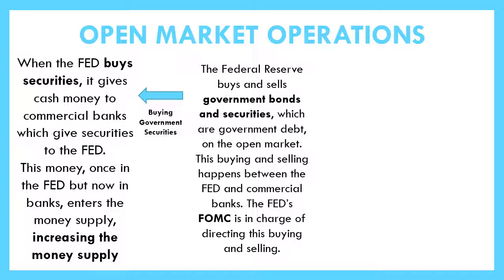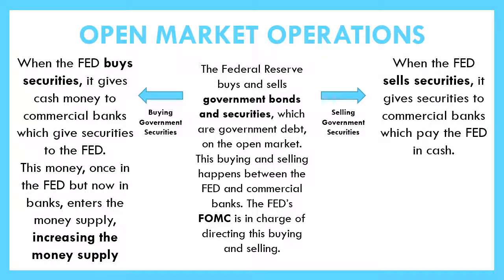So when the Federal Reserve buys government securities, they are taking on government debt, but they are extending money into the money supply, increasing the money supply. Whenever they sell government securities, they approach commercial banks and they sell those securities, giving those securities to the bank, and the bank's giving cash to the Federal Reserve.